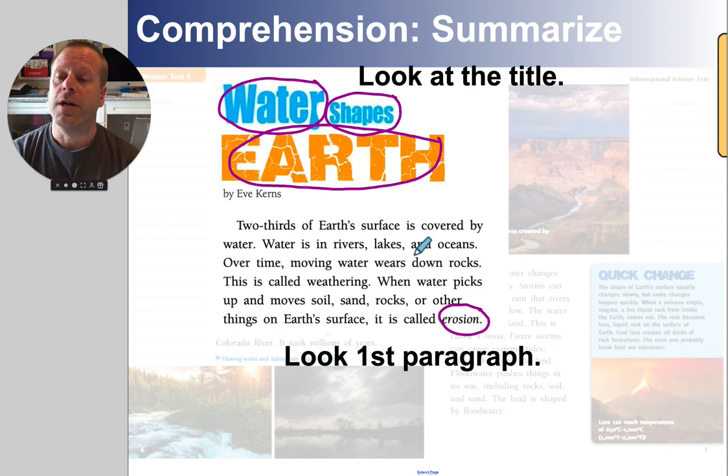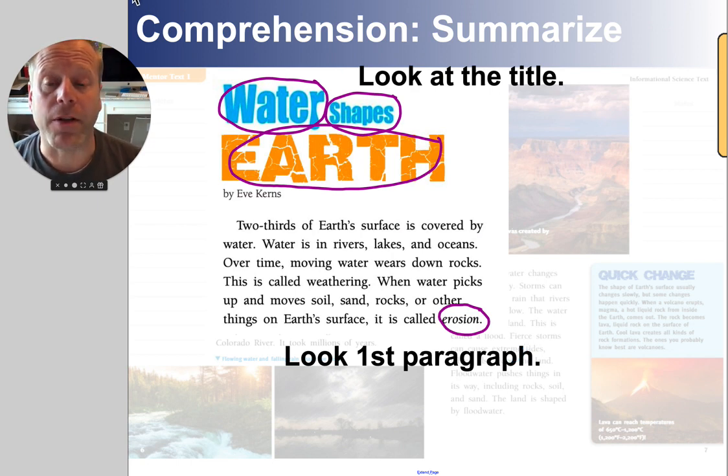What I would do is I would think about it and I would use connective words like the and in and why, to make it make sense. But I'm going to use these words to summarize the story. And I might say, this story is mostly about how water erosion shapes our earth. Done. You just choose a few important words and put them together.